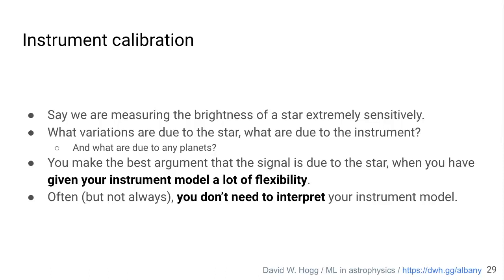Because if you didn't give the instrument very much flexibility, obviously it'll say, oh, well, all the variability is coming from the star. But if you want to be very conservative about what came from the star, you want to give a lot of flexibility to your instrument. And a lot of flexibility should make you think machine learning. That's what it's about, making very flexible models. And importantly, often we don't need to interpret our instrument models. That's what I was talking about earlier. Our instruments will sometimes have properties we never understand, and we don't care.